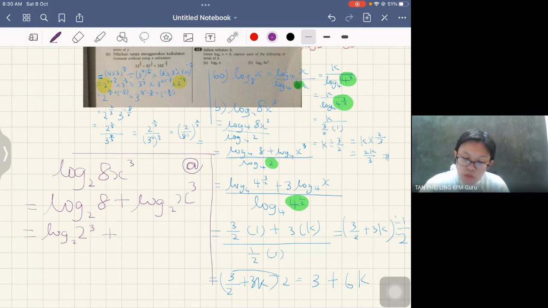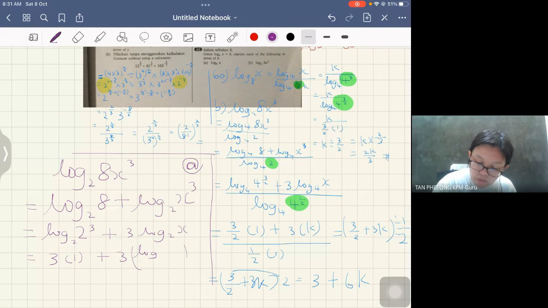Plus, this one here, then only I change, because the 3 I can move to the front first, okay? Then this one, I can straight away solve and get 3 already. Do you agree? This one I can straight away solve and get 3 in front. Then here becomes 1.